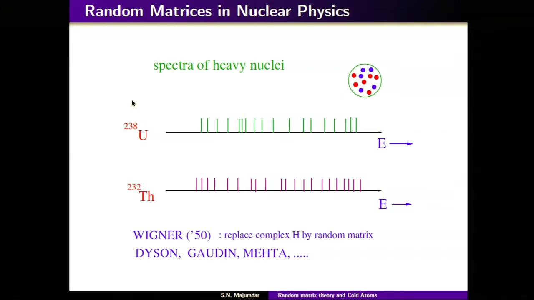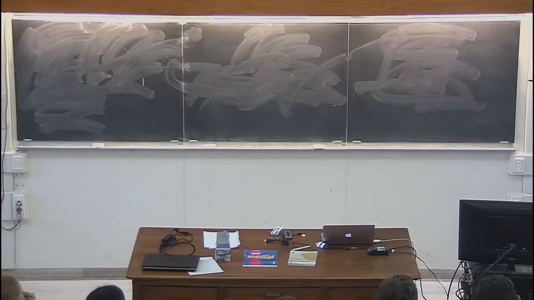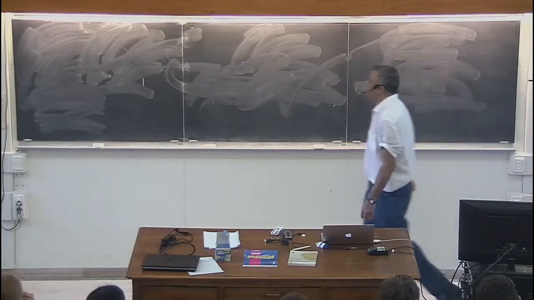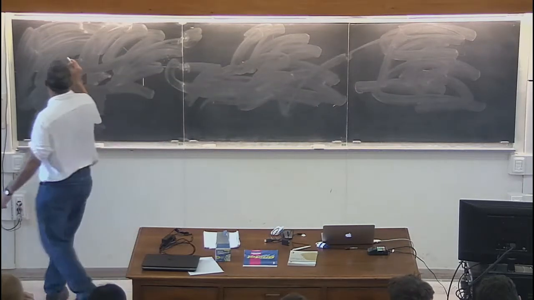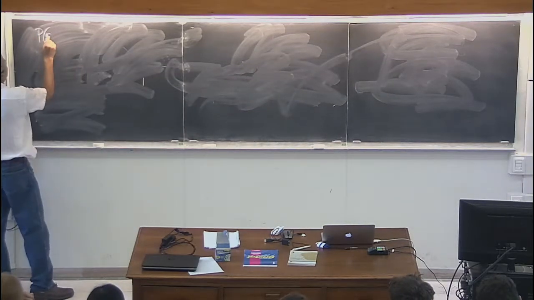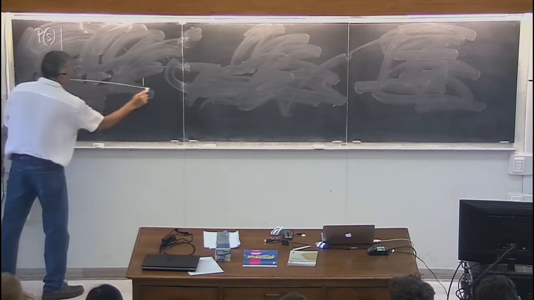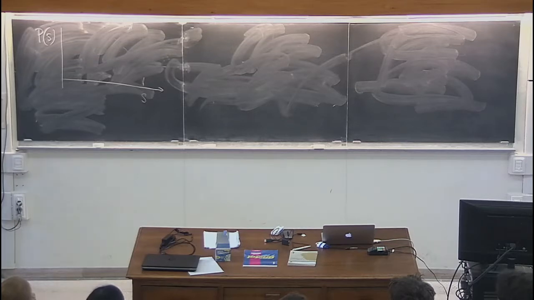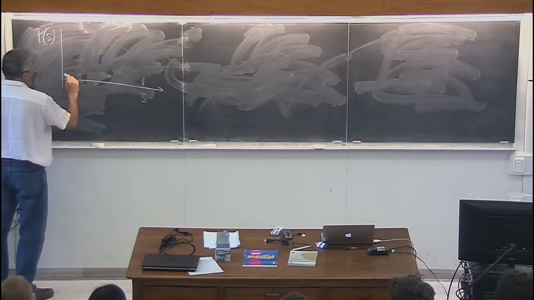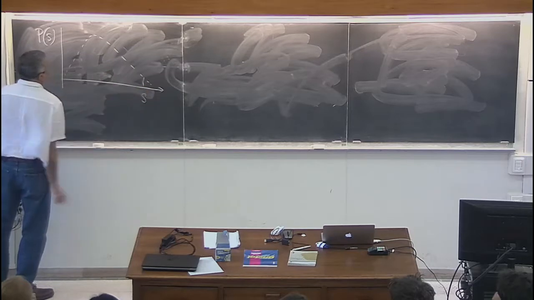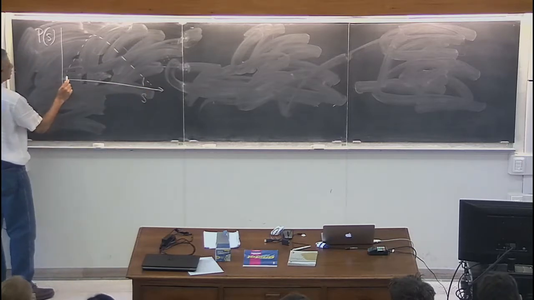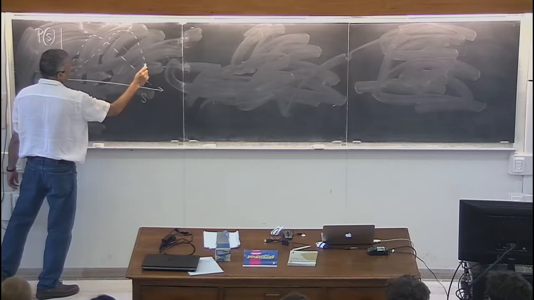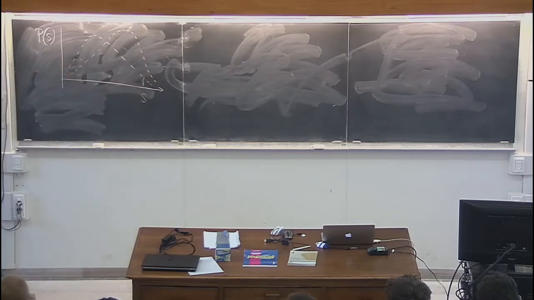So you take your spectrum like that, and you just look at the energy difference between nearest neighbor eigenvalues. Let's call that S, and you just draw the histogram of S. If you do it for uranium, you will find some graph like that, and if you do it for thorium, then you will find something like that. So what's the big deal?